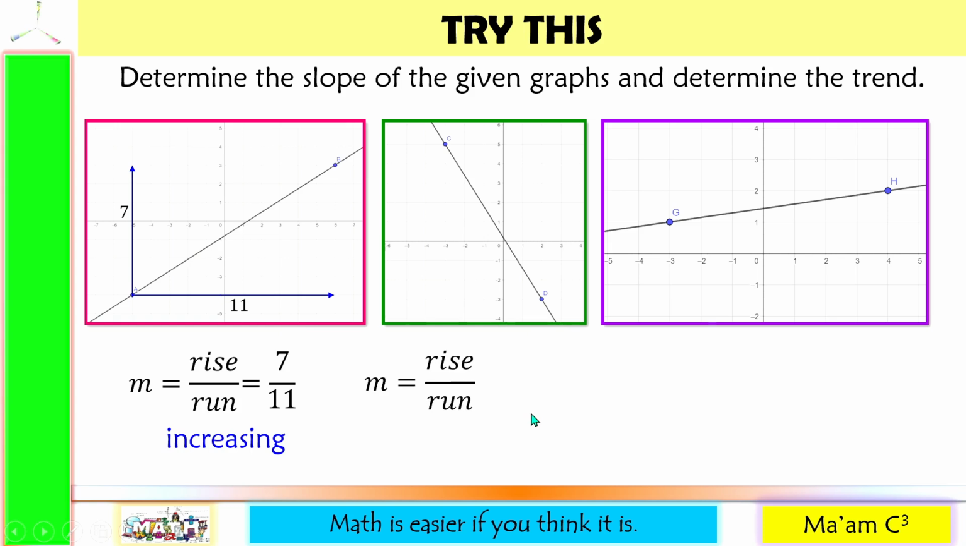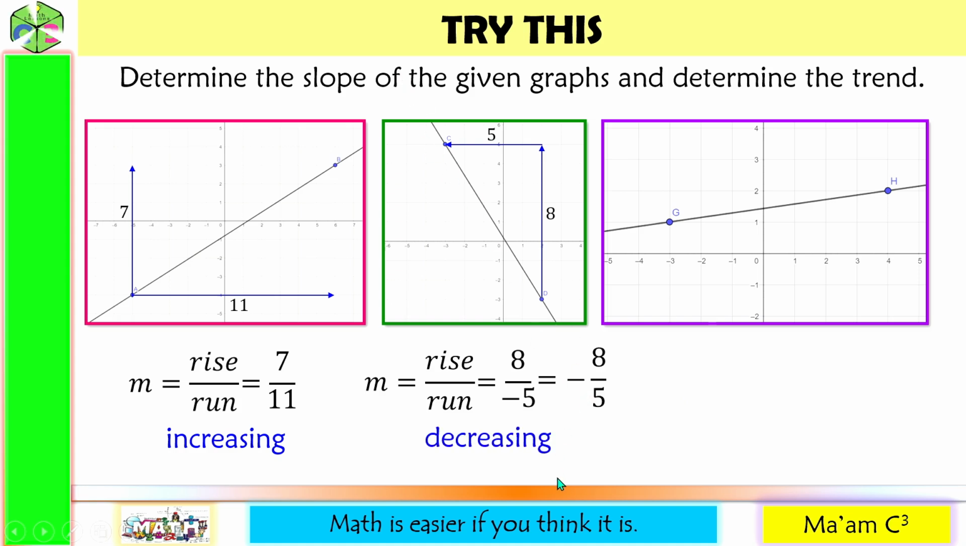Let's have this one. Again, our formula is rise over run. Let me start at this point. Going up, that would be 1, 2, 3, 4, 5, 6, 7, 8. 8 units for the rise. I could continue from here. Going to the left is 1, 2, 3, 4, 5 units. Since it went to the left, that would be negative 5. So positive over negative is negative, so we have negative 8 over 5. Since our slope is negative, then our line is in a decreasing trend.